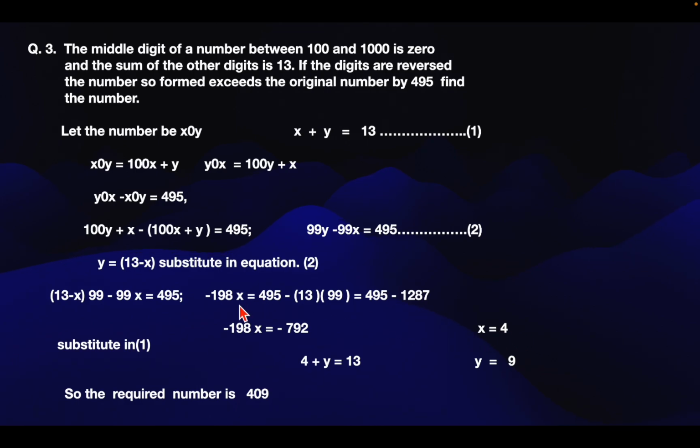This is very simple to simplify. You can do it easily on rough paper. Substitute in equation 1, x is equal to 4, and you get the value of y as 9. So what is the number? x0y, that is 409. 409 is the answer.